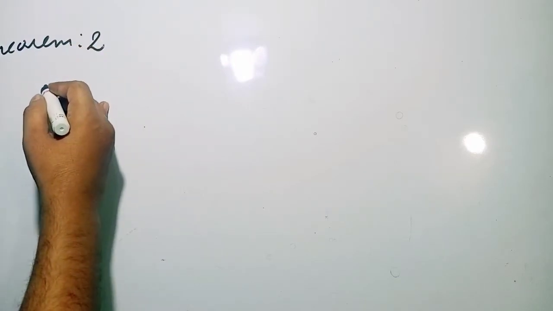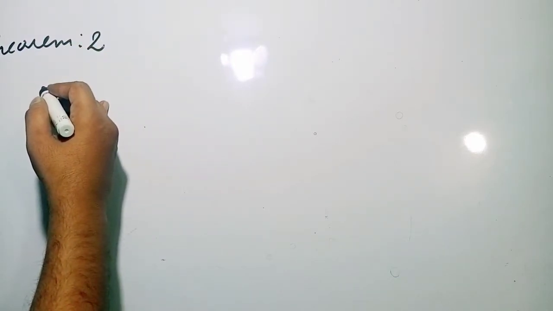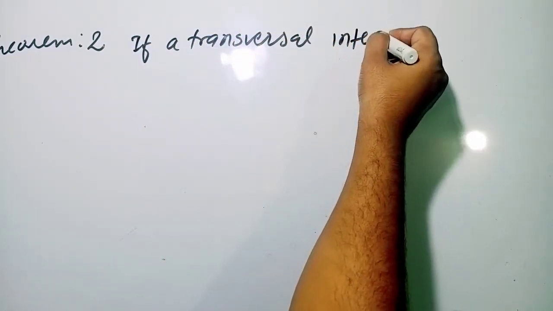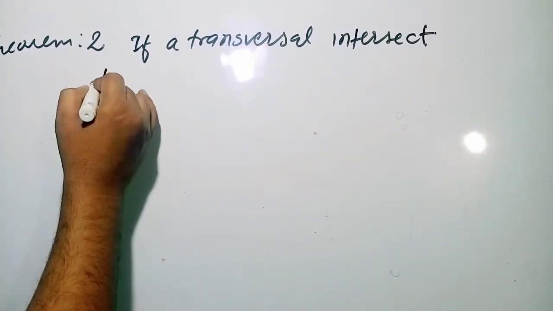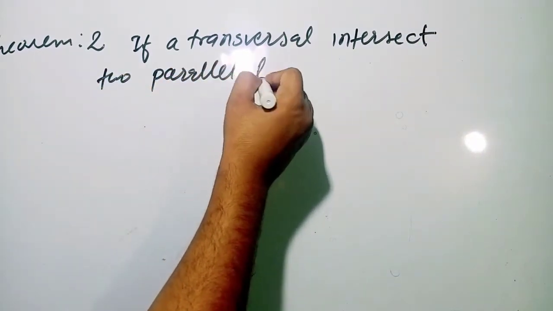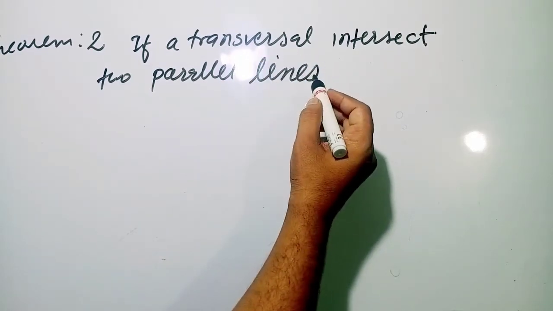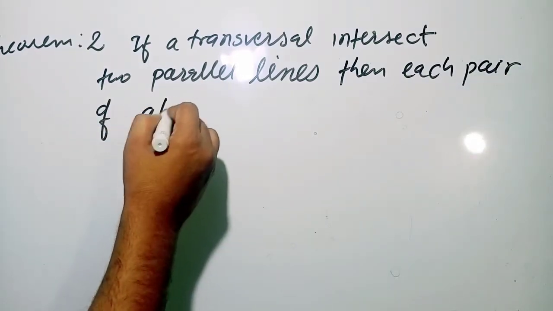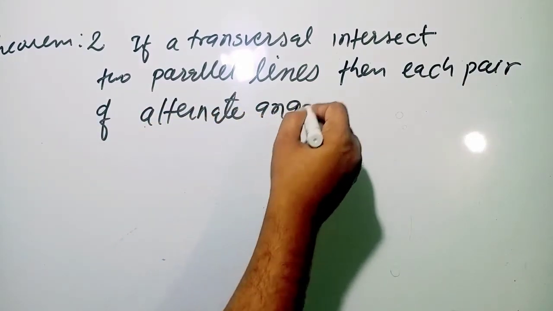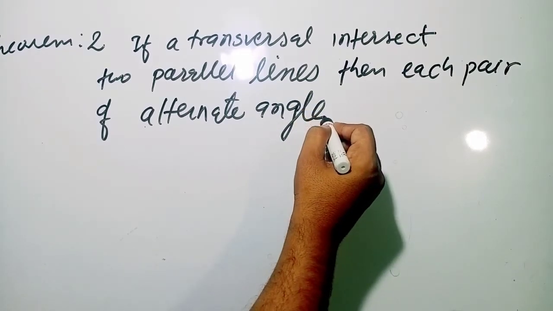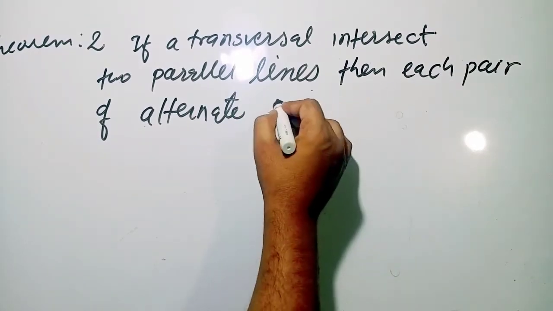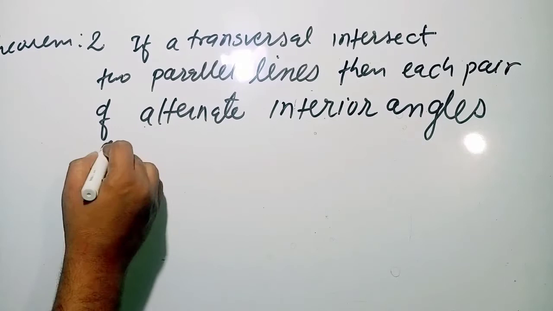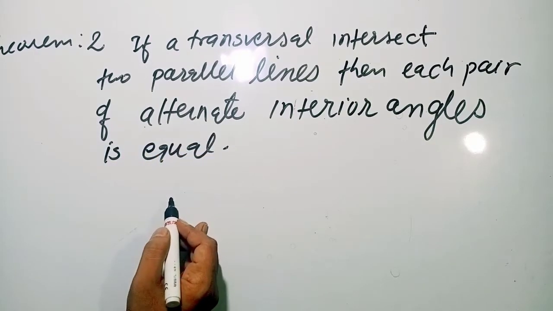Now theorem 2. In theorem 2, a transversal means a line which intersects two parallel lines. If a transversal intersects two parallel lines, right, then each pair of interior alternate angles are always equal, right?